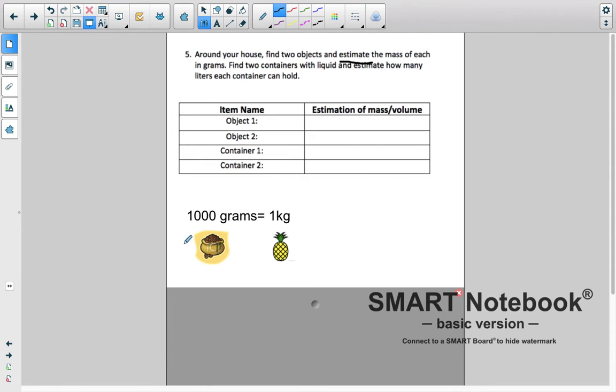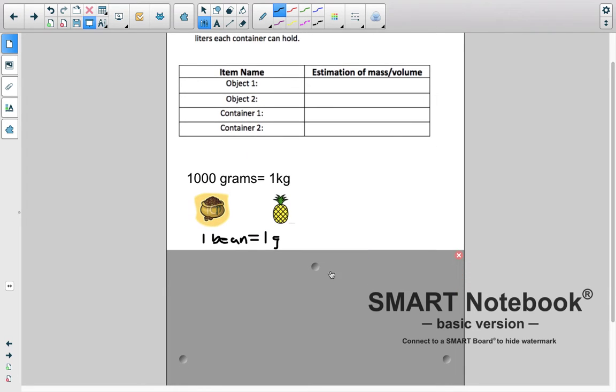So if you had 1,000 beans in a bag, it would equal about the amount of 1 apple. Each bean that's in this bag equals 1 gram. So I'm going to write that down. 1 bean equals 1 gram. And I'm going to put G for gram.